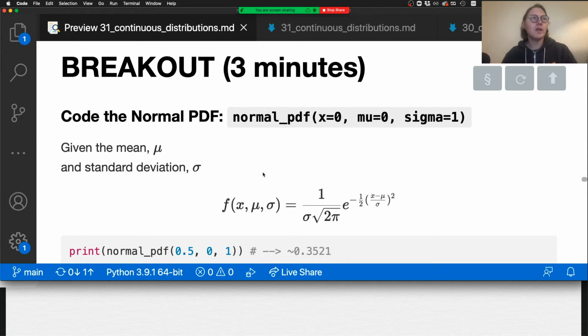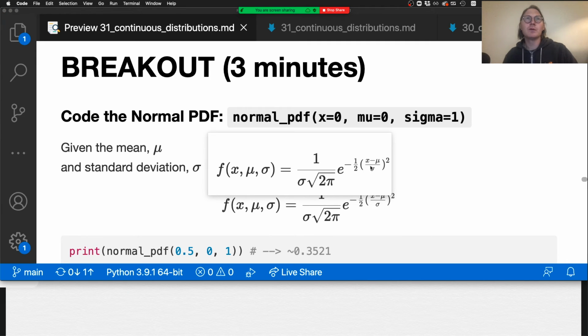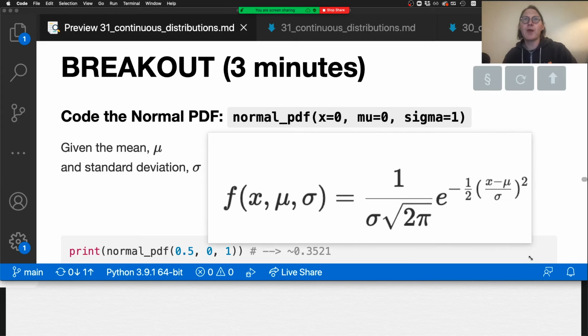So here is the normal PDF, and I'll make this a little bit bigger. You're going to implement this in code with the parameters that are defined up here. Let's do 4 minutes on that, and make sure to test this. So here's just a little test snippet. If you put in 0.5 for the value of x, 0 for mu, and 1 for sigma, you should get a value of 0.3521. So I'll set a timer for 4 minutes and go ahead and code that up.